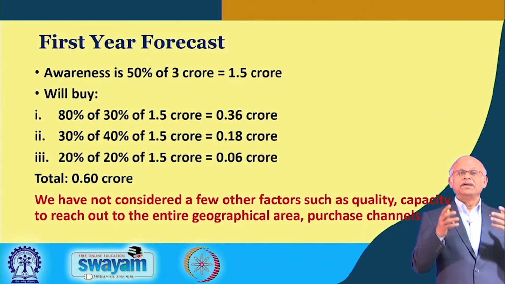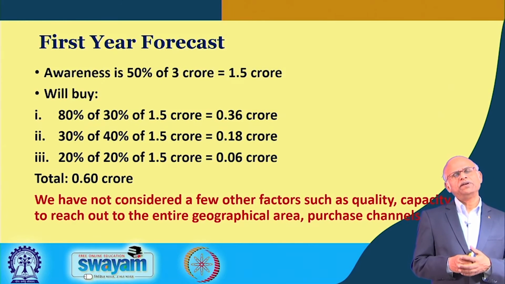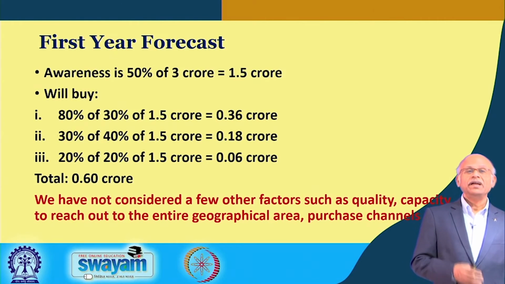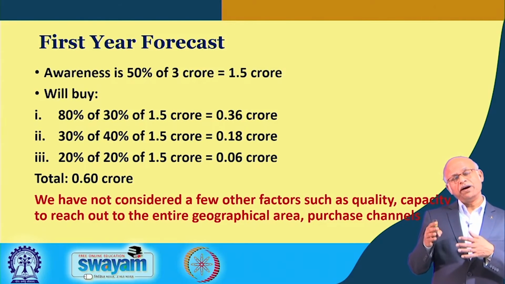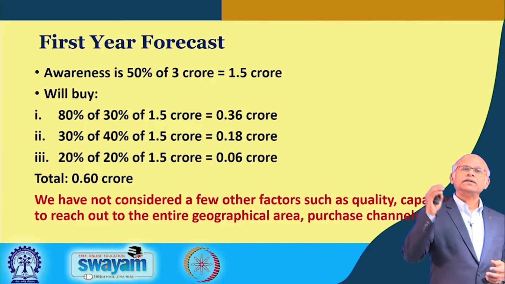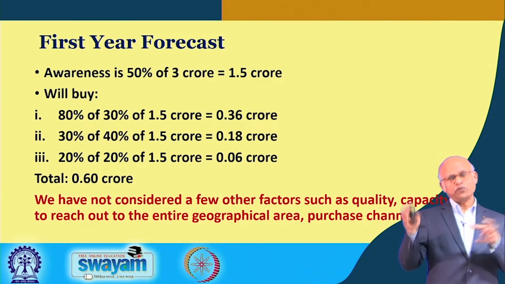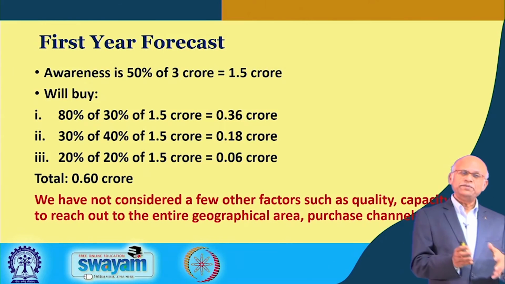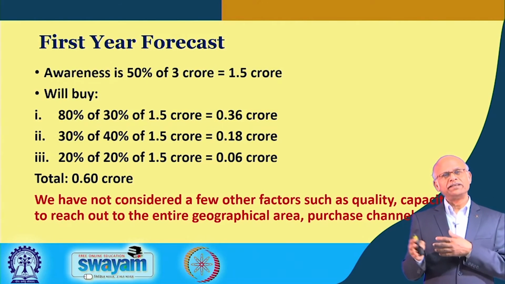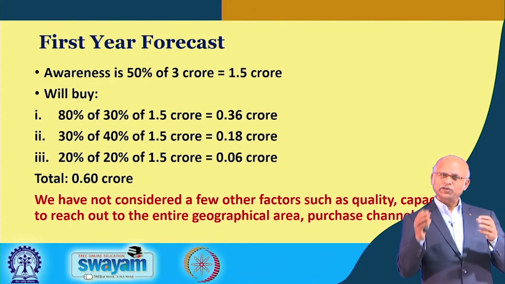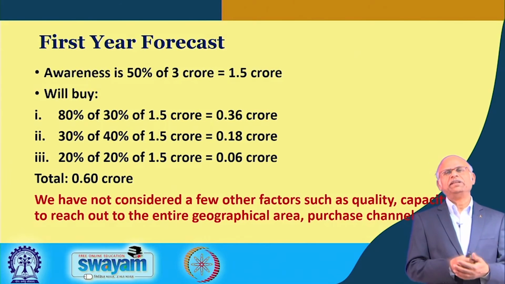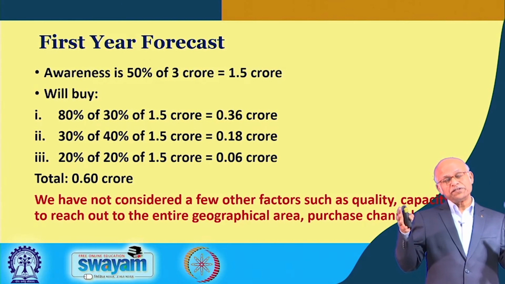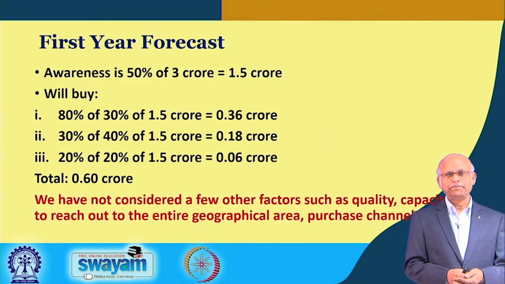Now, out of the 30% of the people who say that we will definitely buy, only 80% will buy. Who are these people? They are 30% of 1.5 crore worth of market ready to buy, but 80% of them will get converted into buyers. So, you are actually going to achieve something like 0.36 crore rupees worth of market out of this 30% population, that is the early adopters.